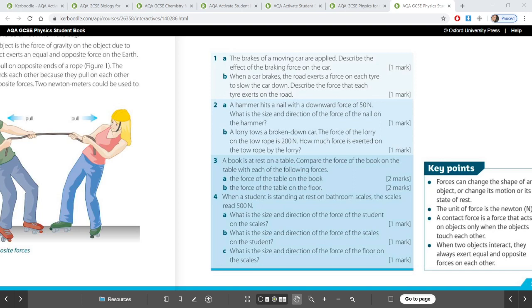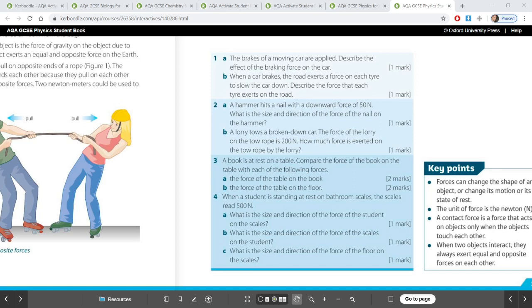When a car brakes, the road exerts a force on each tyre to slow the car down. Describe the force that each tyre exerts on the road. So I think that's a slightly poorly worded question, but it helps to think about it. The road's exerting a force on each tyre all the time. You know this because you can get a car or a bicycle or anything else to slow down to a complete stop even without putting on the brakes.